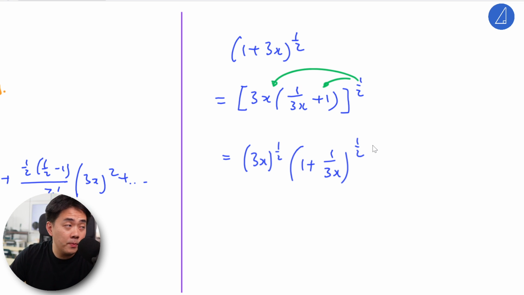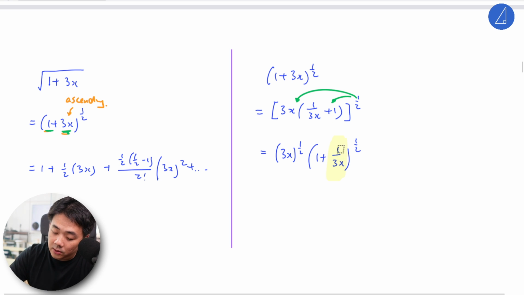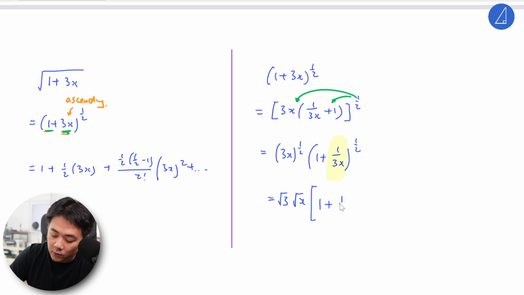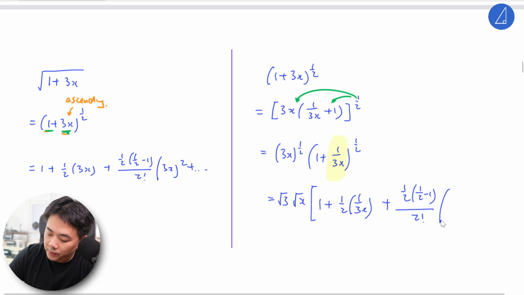Now to answer the question, how come if I factorize 3x, it will be descending? Because if you look at this here, you will increase this power, and by increasing this power, you're descending its power. So this is root 3 times root x, then this will be 1 plus, if you use power series, you get plus half of 1 over 3x, then plus half times half minus 1 over 2 factorial, 1 over 3x squared, and so on.